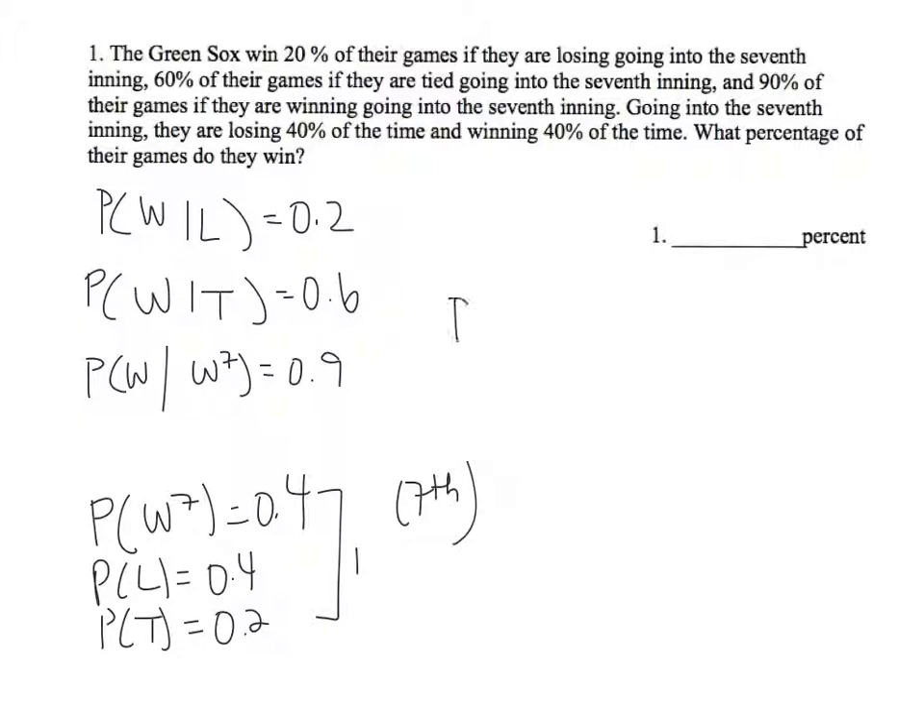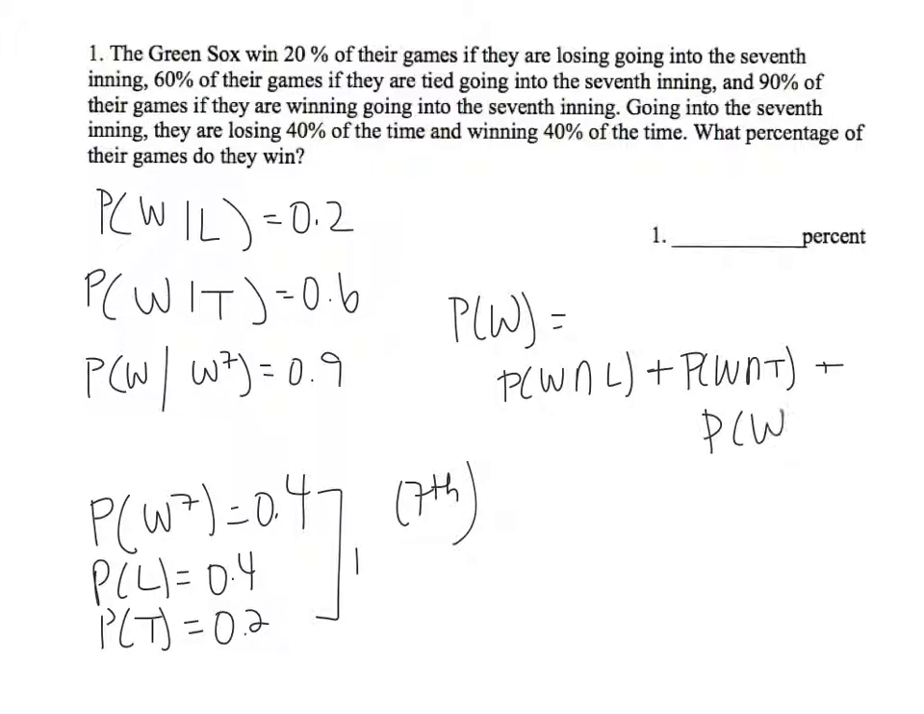I want to know the proportion or the percentage of games that they win. Now, there are 3 options here. Either you can win and you were losing going into the 7th, or you won and you were tied going into the 7th, or you won and you were winning going into the 7th.